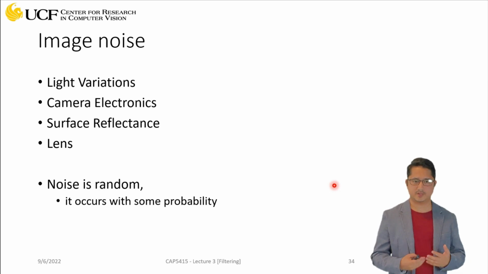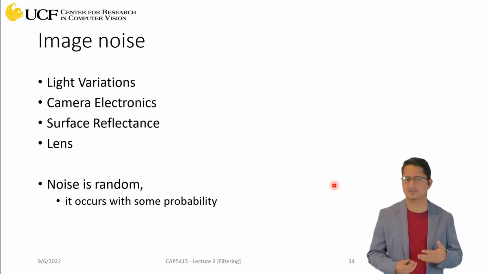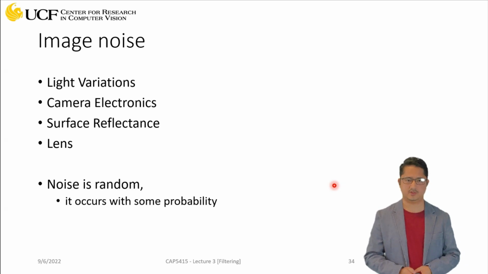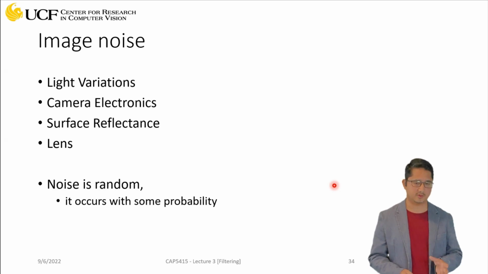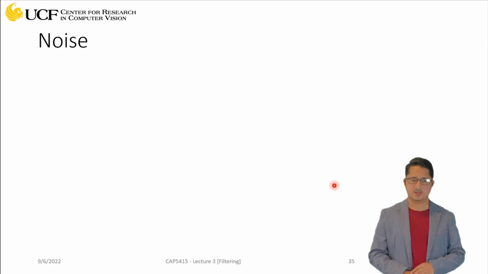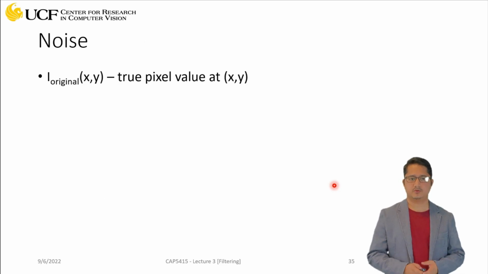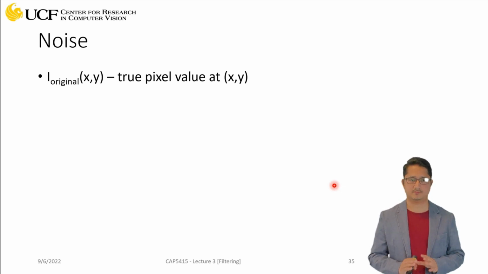So there are a lot of other reasons why you have noise in your image, and noise is random. And one important property is that it occurs with some probability, right? It won't occur all the time. So there will be some probability associated with whatever noise you see in your images. And because it has some probability, it will have some kind of distribution. So if it has a distribution, what we can do is model this noise. And a very simple way to do that is, for example, if you have an original image which is completely noise free, right?